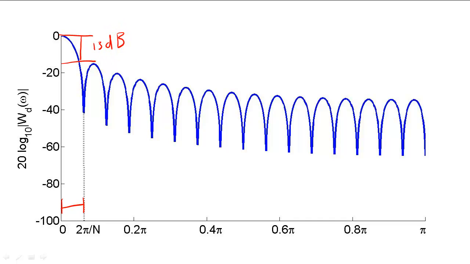Since these ripples are created by truncation, it is tempting to believe that we could reduce the height of these ripples by increasing the length of N. Unfortunately, increasing the length of N reduces only the width of the ripples. The way to reduce the height of the ripples is to use a function whose truncation of the signal is less abrupt.